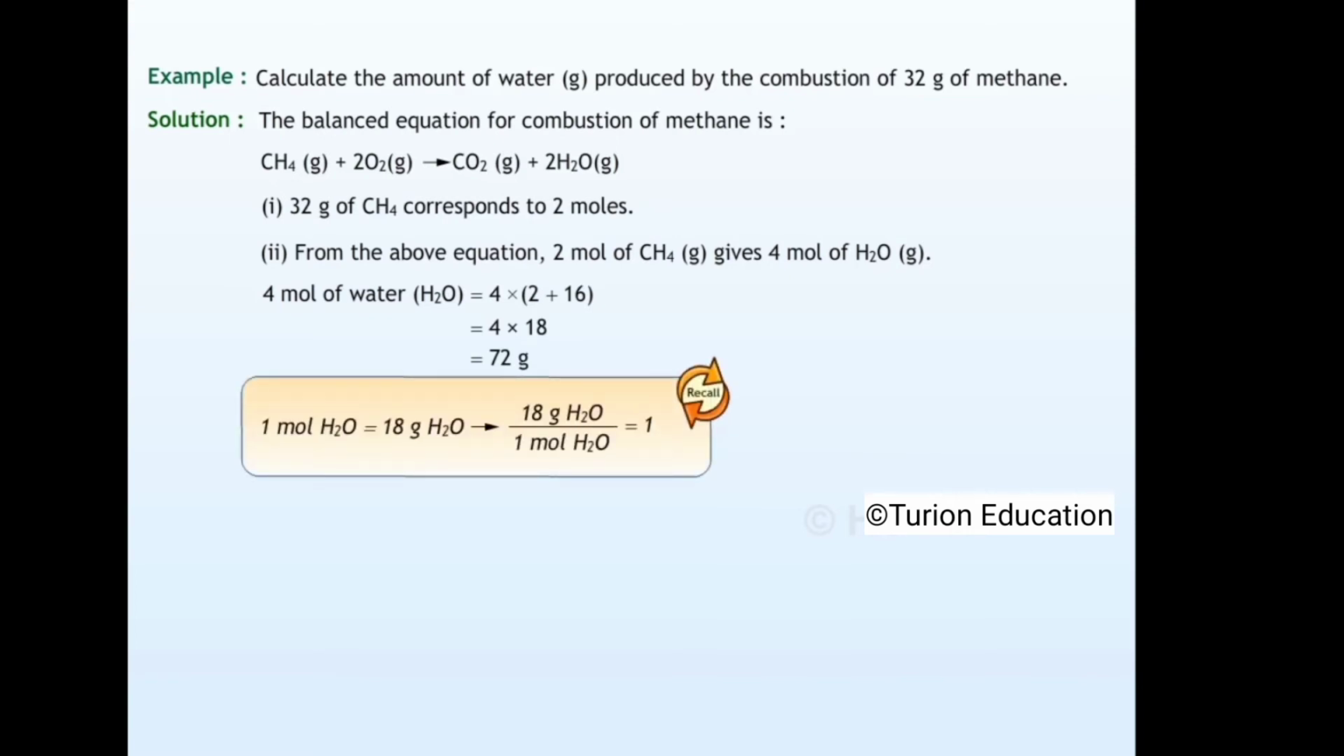Now, 1 mole H2O equals 18 grams H2O. This implies that 18 grams H2O by 1 mole H2O equals 1. Hence, 4 mole H2O into 18 grams H2O by 1 mole H2O equals 4 into 18 grams H2O, which is equal to 72 grams of water.